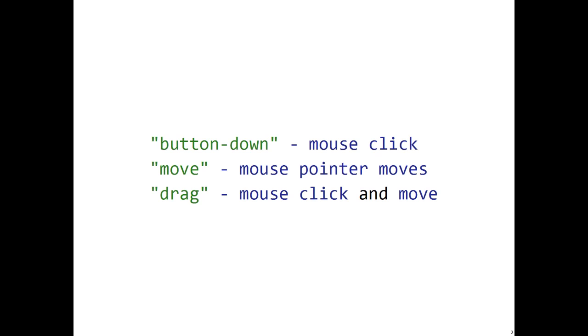A mouse event is a specific string describing what exact mouse movement happened. For example, button down is a mouse click, move is when the mouse pointer moves across the screen, and drag is when the mouse button is held down and moved across the screen.